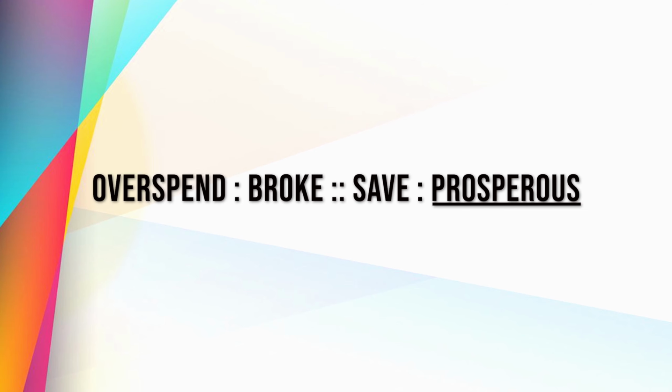The answer is prosperous. If you got it right, great job. If you didn't, I bet you can do better next time. Let's have a wrap up. Let's review the 7 common types of relationship in word analogy tests.